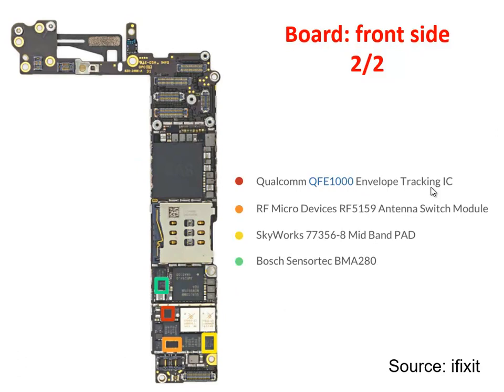And this is the front side. You have additional chips. Okay, this is the low precision one. The Bosch SensorTech is the low precision accelerometer. And again, you have on the back other chips. These are again for the communication part. This is the envelope tracking IC, so it's for the baseband processing in communication. This is the antenna switch module and another power amplifier mid band.